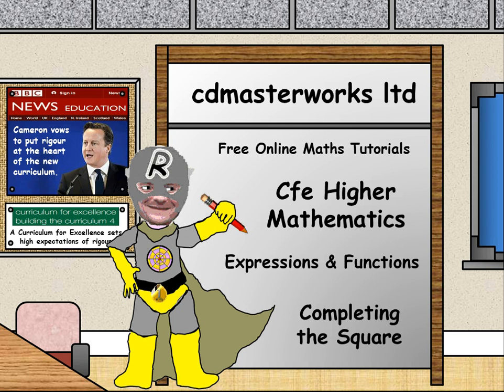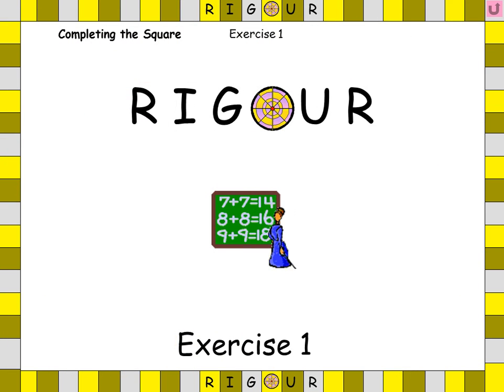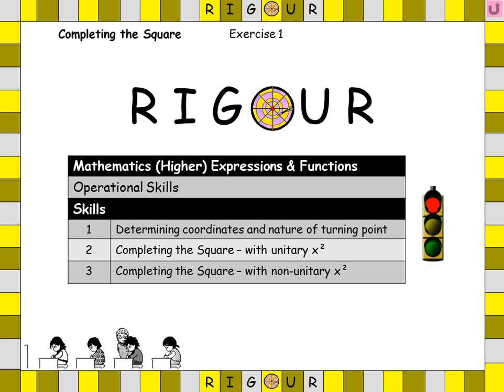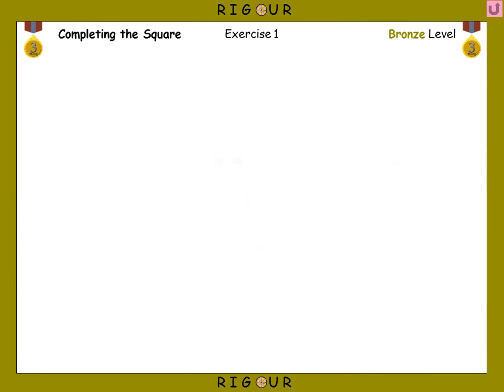So today it's from the expressions and functions unit, and we're looking at completing the square. The breakdown of the skill is as follows: determining the coordinates and nature of a turning point, completing the square with unitary x squared, and then completing the square with non-unitary x squared. We should have seen outcomes 1 and 2 at National 5 level, so the only really new thing would be outcome 3 with the non-unitary x squared coefficient.